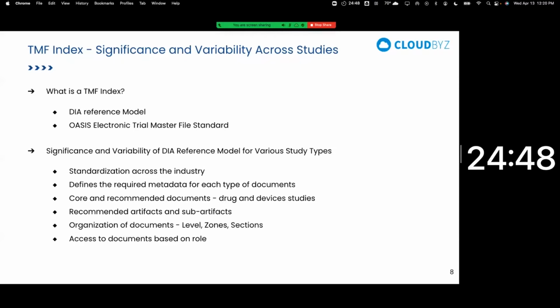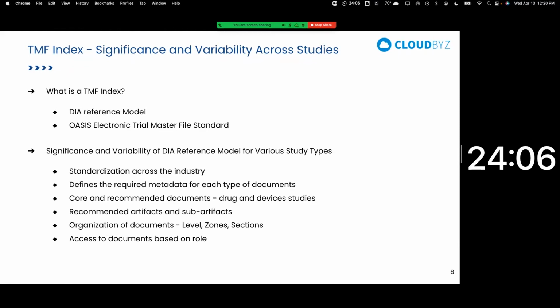Second, it also defines the required metadata for each type of document. As discussed, metadata are the unique attributes of a document that make it easy to search for the document in a TMF, or that define the specific characteristics of a file or a document in the TMF. Then it also provides a list of core and recommended documents, and also addresses the variability across various studies, such as drug and device studies. For example, for drug studies, you'd need an FDA 1572. For device studies, you need an investigator agreement. So all those features are covered in an index, specifically in the DIA reference model.